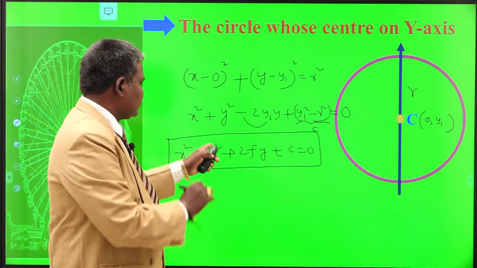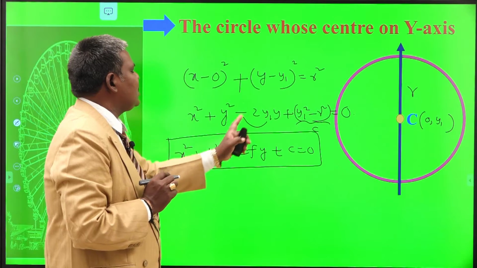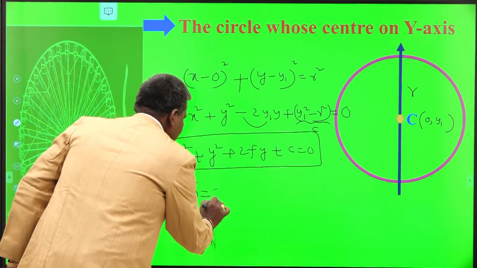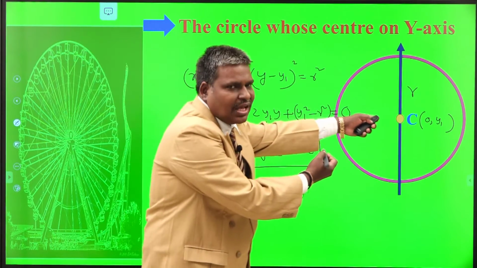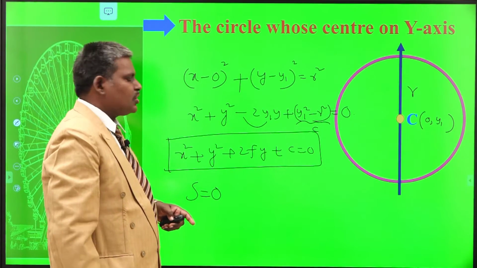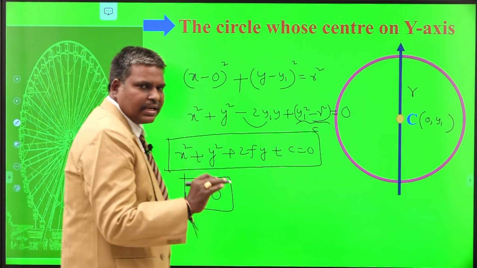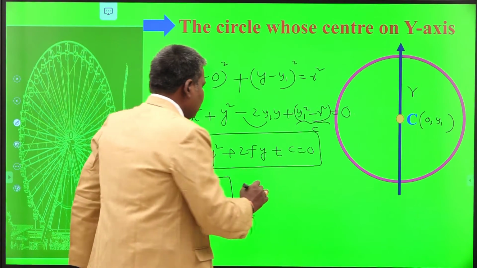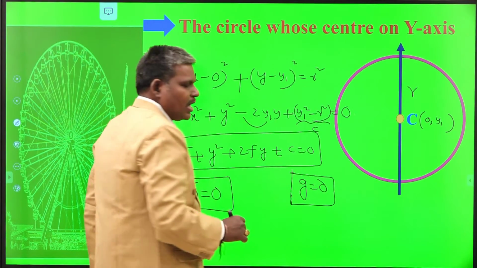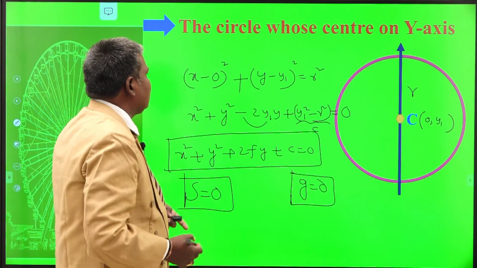What happened here? Here the x term is missing. That means g is equal to 0. So S equal to 0 is the standard equation of a circle whose center lies on the y-axis. Immediately we obtain the condition g is equal to 0. In the previous case we had f is equal to 0. In this manner we can check the conditions.